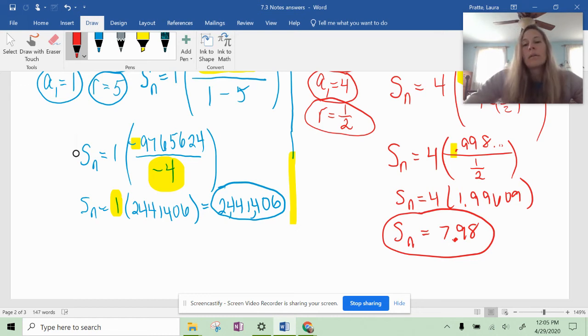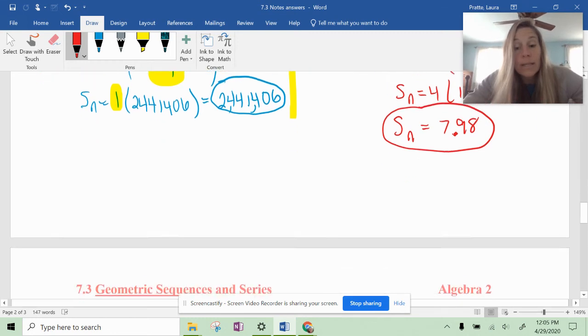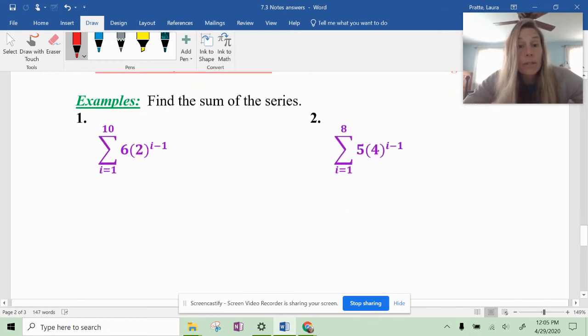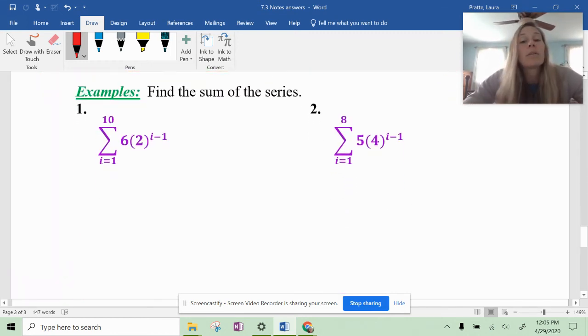Moving on, the last thing we're going to review is how to do this when it's written in summation notation versus the sequence or series notation. This time it says find the sum of the series. We're doing the exact same thing. The only difference is we're getting the information from the summation notation.